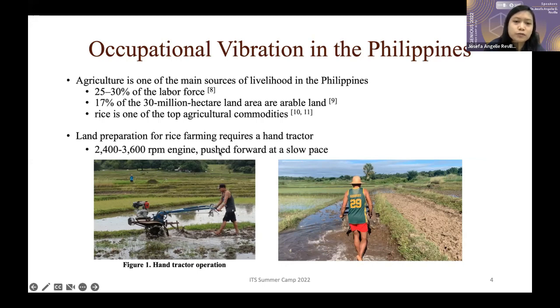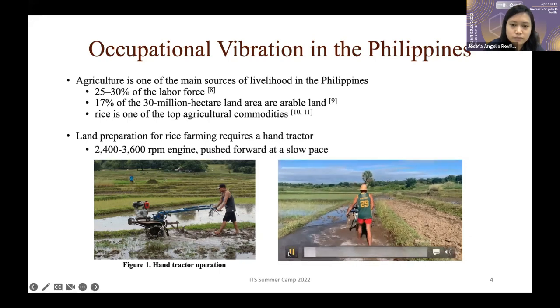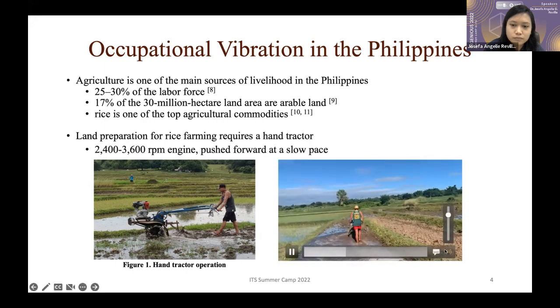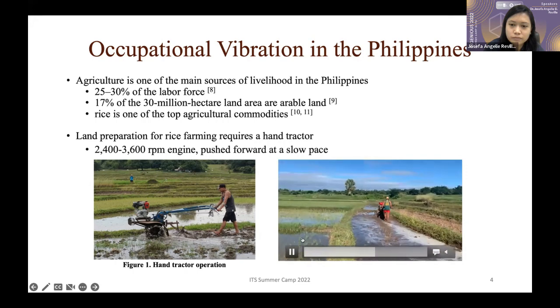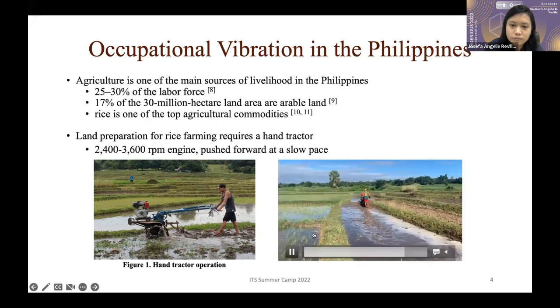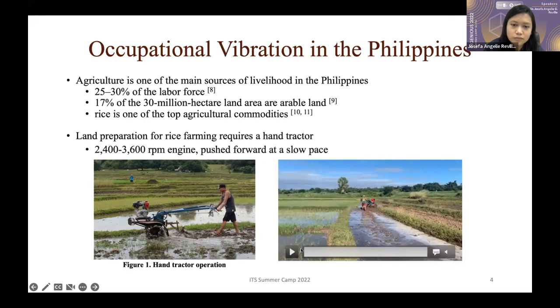This is usually pushed forward at a slow pace. Sometimes it can be lifted or pushed downward depending on the quality of the soil. So let me show you a short video clip on how a hand tractor is being operated. As you can see, a hand tractor is being pushed forward to prepare the land for planting. And sometimes the operator lifts or pushes the hand tractor downwards.